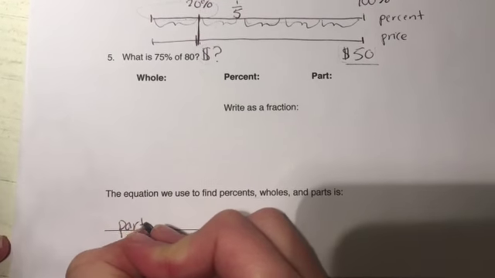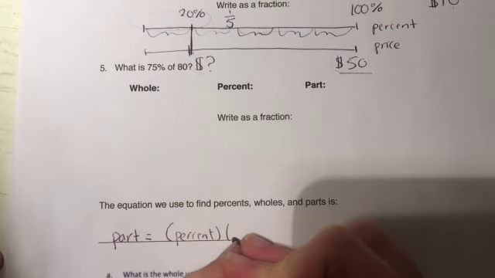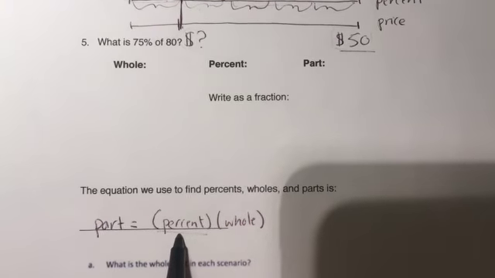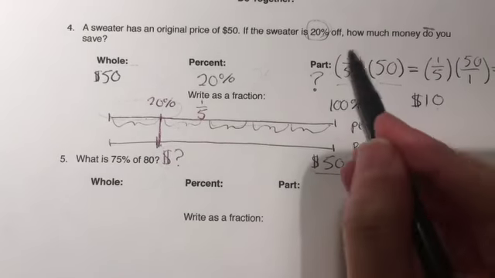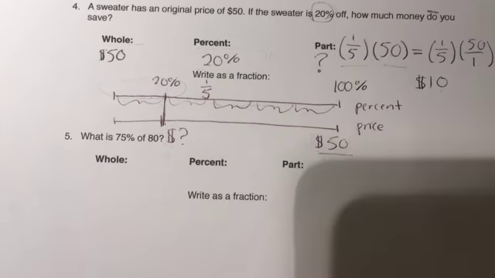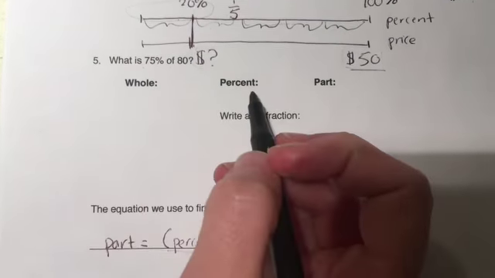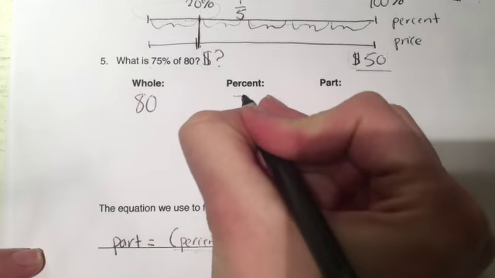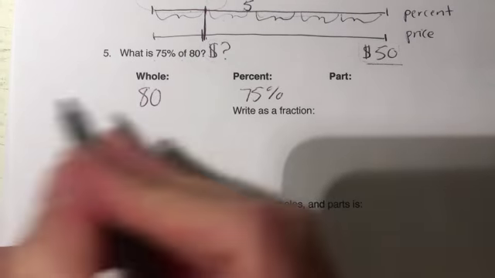Part equals percent times whole. I want to remember that our percent we're going to write as a fraction. So in this case it was $10 equaled 1/5, that was our percent written as a fraction, times 50, that was our whole. So we're going to try it again. What is 75% of 80? Well, the entire thing we have, our starting number is 80, so that's our whole. Our percent, 75%. Now we're going to write 75% as a fraction.